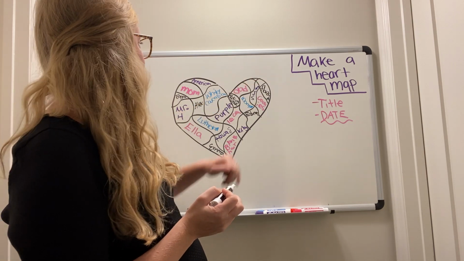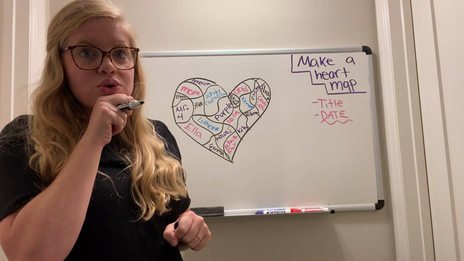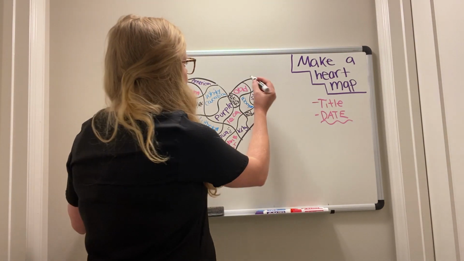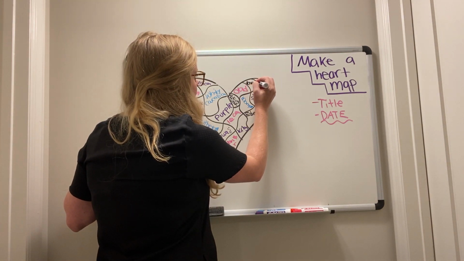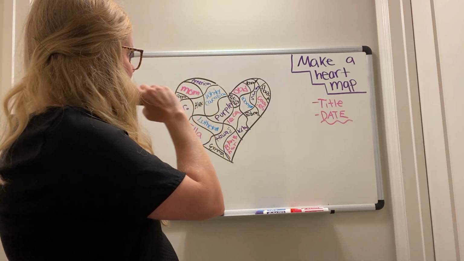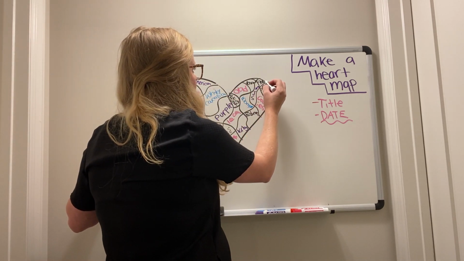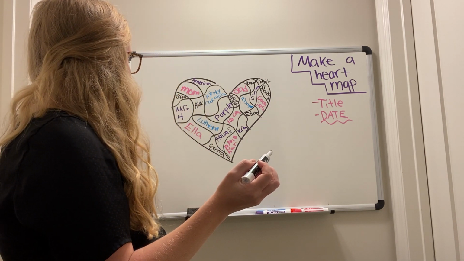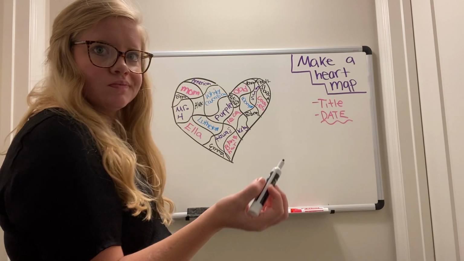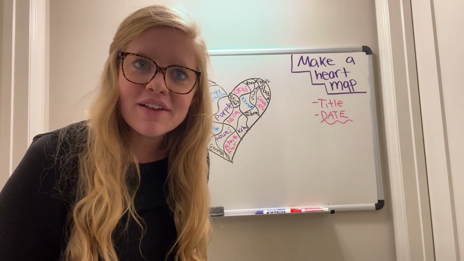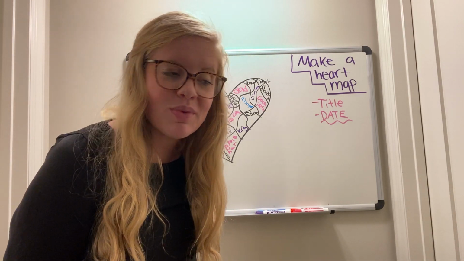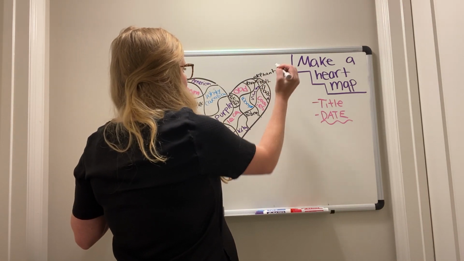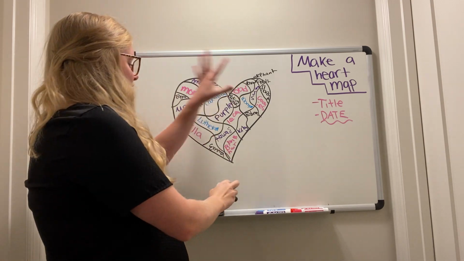Now I have 3 spots left. Whew, I'm really gonna try hard to think of parts of my identity. Here's one, I'm a teacher. What else? I'm an adult. And I can't think of another one. Yes, I can. My favorite animal is an elephant. All right, now my heart map is complete.